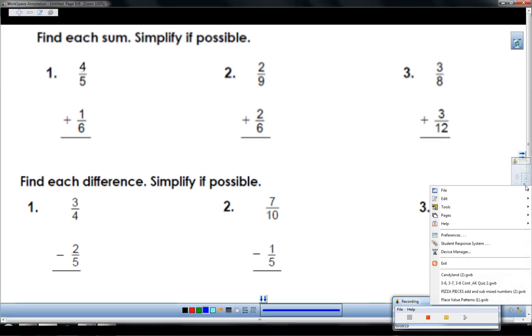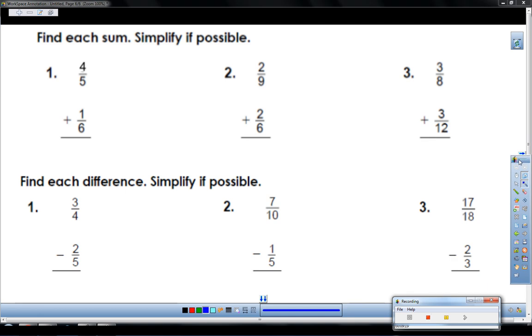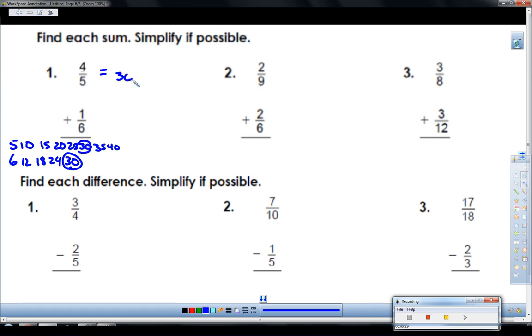All right. So in this first one, right, we've got fifths and sixths. So if we look at the multiples of 5 and 6, right, we can list those out. So we have 5, 10, 15, 20, 25, 30, 35, 40, 6, 12, 18, 24, 30. Oh, look at that. So I'm going to make these into fractions out of 30.